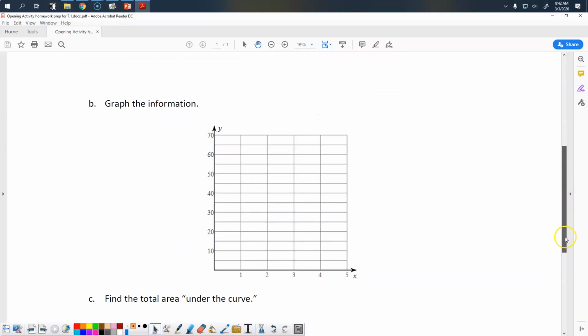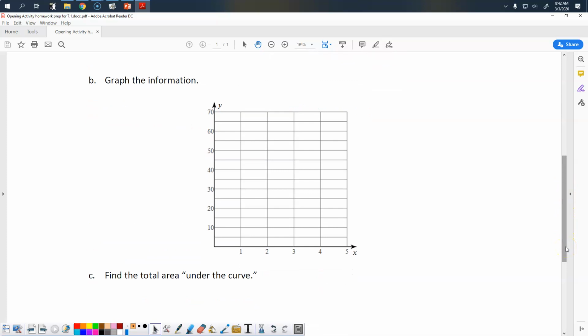Next one, graph the information. So for this one, I can't really call on you. I'll just tell you what it was. For the first hour, he was driving 40 miles an hour, right? And then the next one was 2 hours long, wasn't it? And how fast was he going there? So that would look like this. And then what? 50 for an hour? And then?